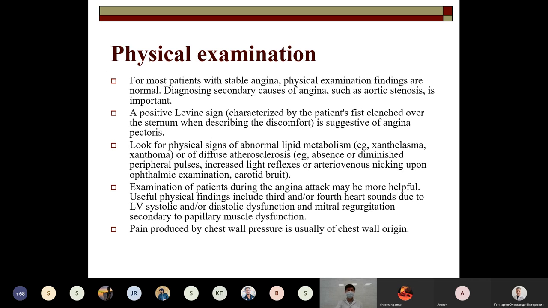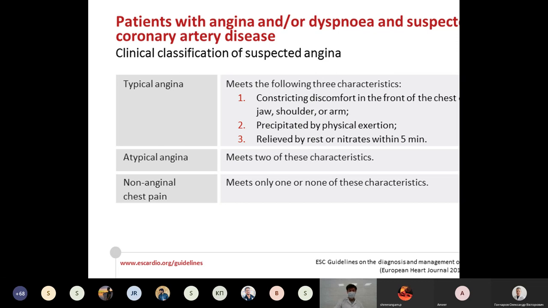According to the clinical protocol, you have to qualify the specific clinical features and conditions associated with chest pain and chest discomfort in at least three classes: typical angina, atypical angina, and non-anginal chest pain or chest discomfort. Typical angina is a specific diagnosis that requires the combination of at least three characteristics: constricting discomfort at the front of the chest, with specific radiation, precipitated by physical exertion and relieved by rest or taking nitrates within 3 to 5 minutes.